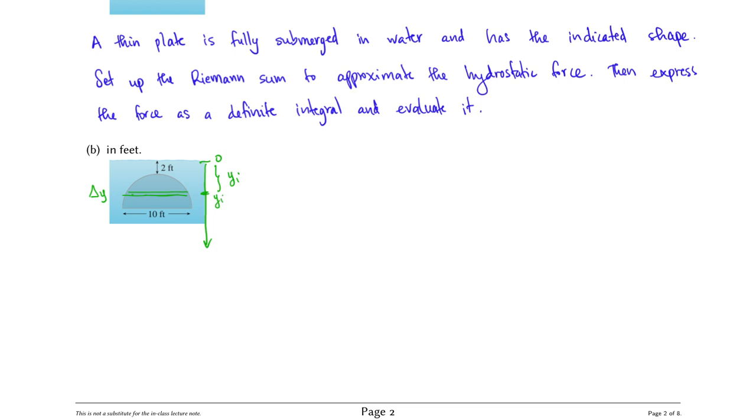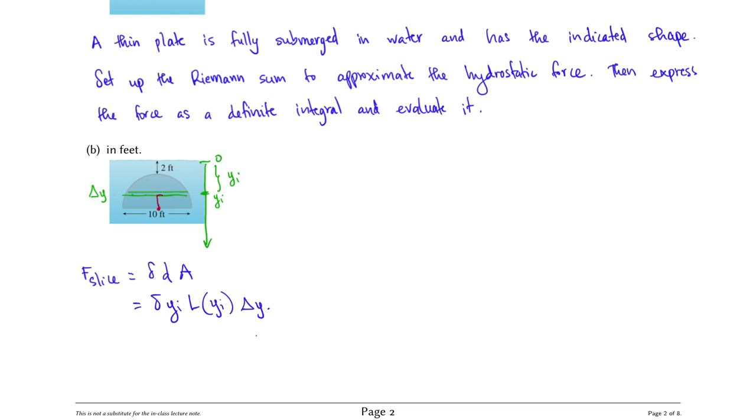Thus, the force on this slice is now the weight density times the depth times the area, which is delta dA. Notice that rho g is being replaced by delta because the units are in feet. The depth is yi, and the area of the slice is the width L of yi times delta y.